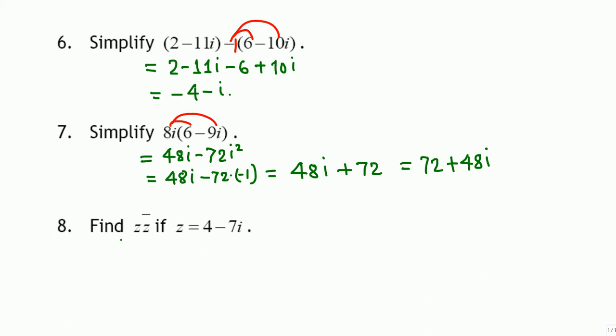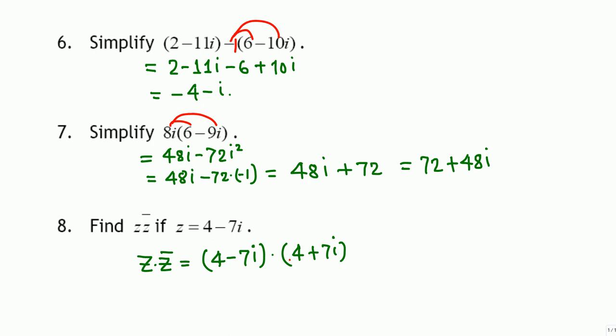So the real part 72 first, plus 48i. Number 8, find g times g bar if g is given by 4 minus 7i. So g times g bar will be, g is given by 4 minus 7i, times g bar. Find the conjugate of this complex number, which is 4 plus 7i. We basically change the middle sign. 4 minus 7i, its conjugate is 4 plus 7i.